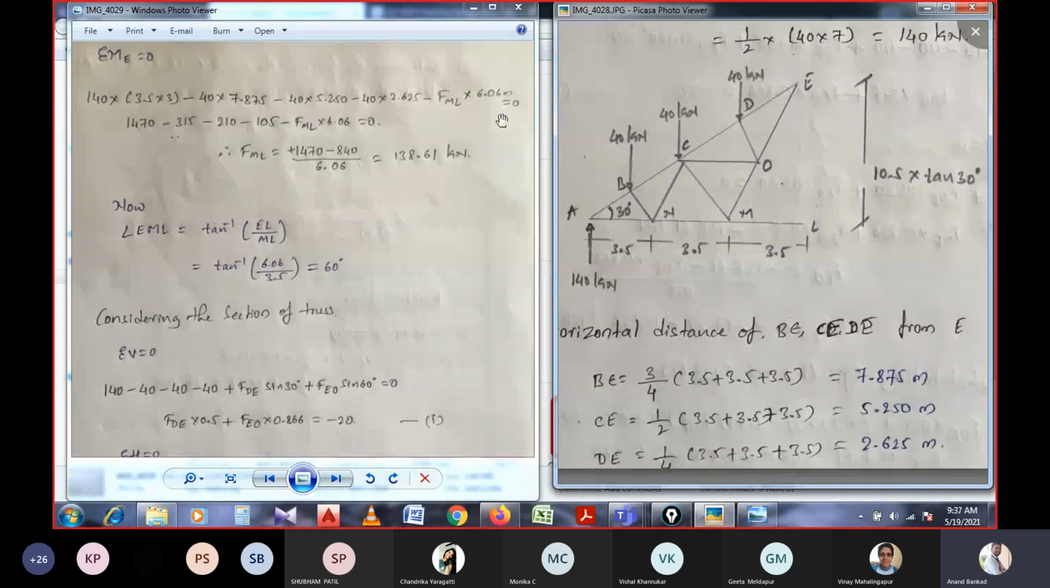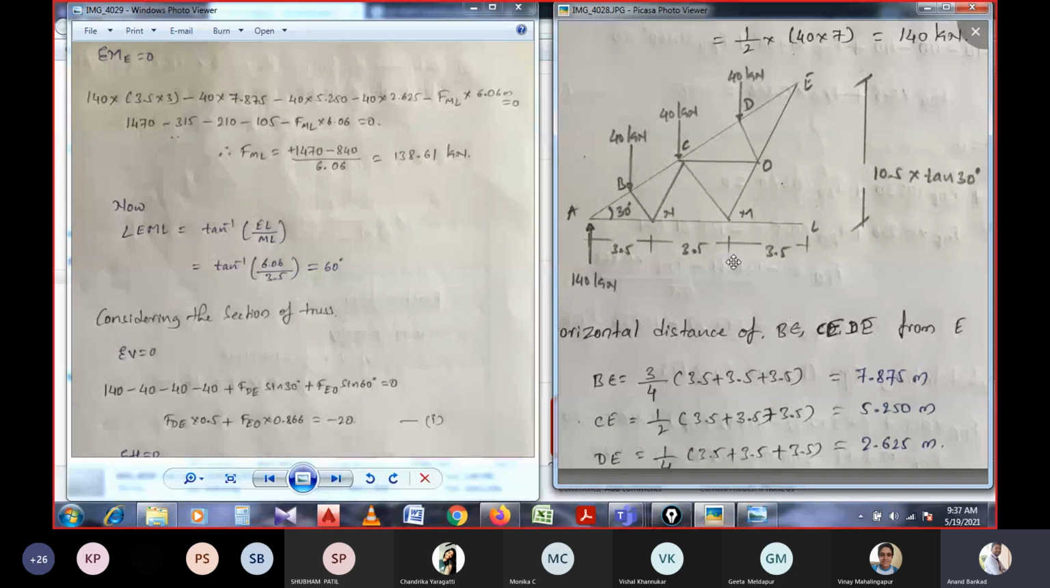So if you write this equation and solve for each one, the 140 into 3.5 into 3 will be having 1470, and 40 into this much, it is written over here. After considering the sign conventions, it is minus ML, and it is taken to this side, which means the right hand side, and that will be 138.61 kilonewton of load which the member ML is having. The member ML is having the total force of 138.61, right?